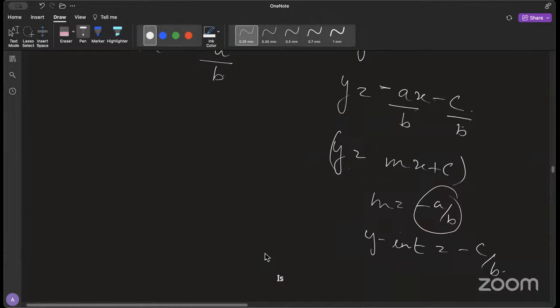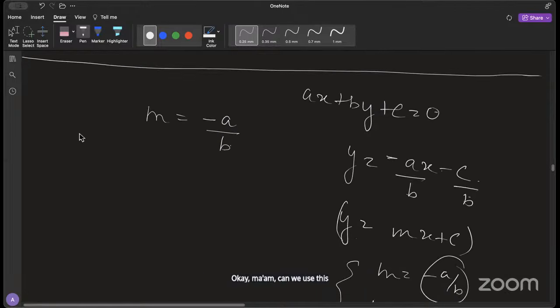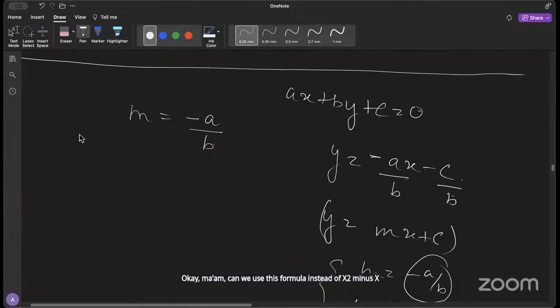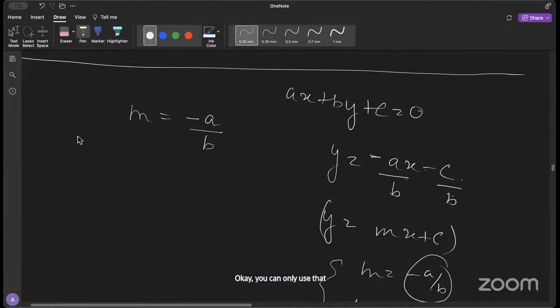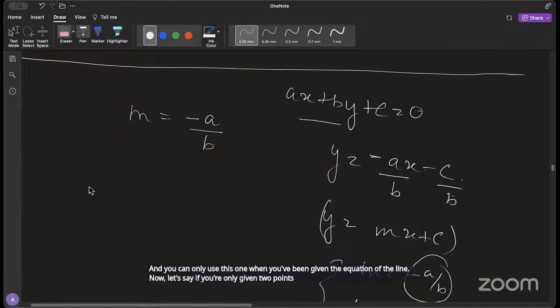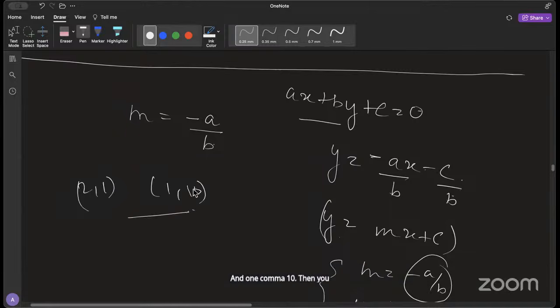Okay, ma'am, can we use this formula instead of y2 minus y1 upon x2 minus x1 that we use for the general slope? You can only use that formula when you've been given 2 points. And you can only use this one when you've been given the equation of the line. Let's say you've been given a line passing through 2, 1 and 1, 10, then you will have to use that formula for slope, right? Because the equation of line is not given.